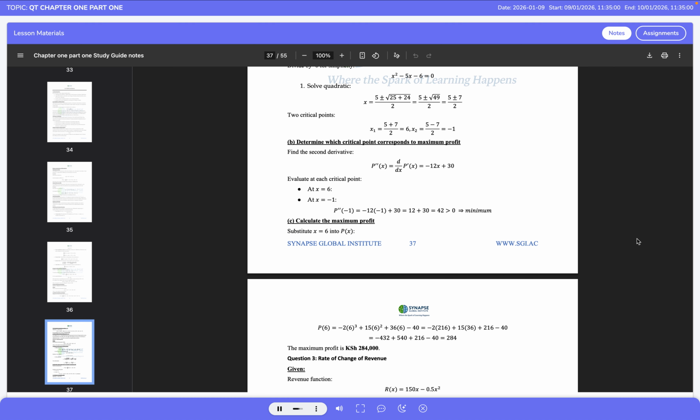Evaluating this at x = -1 gives a positive value, indicating a minimum. Therefore, maximum profit occurs at x = 6. Substituting x = 6 into the profit function gives a profit of 284,000 shillings.